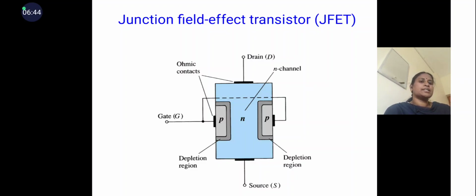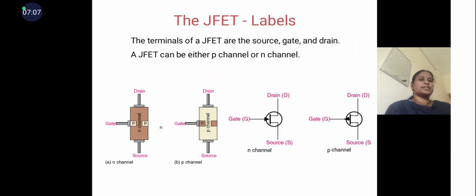Here we can see the constructional view of JFET. Two internally connected P regions are taken as gate, and on the upper side the drain terminal is there, and on the lower side of the channel the source terminal is there, and these terminals are taken to the outside connection through ohmic contacts. So this is the constructional view of JFET, junction field effect transistor.